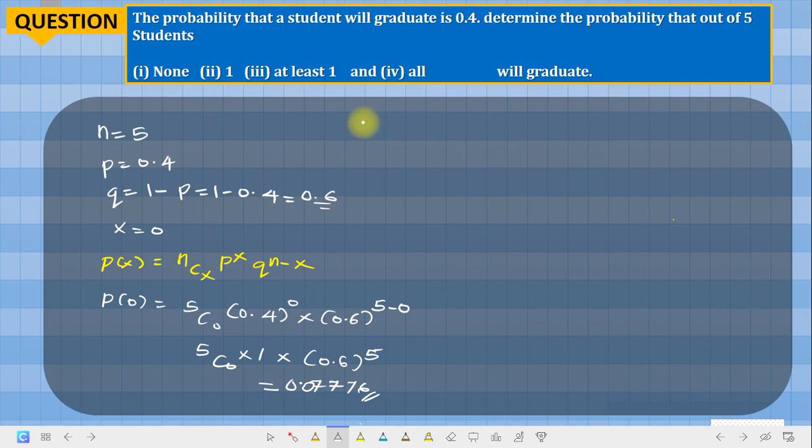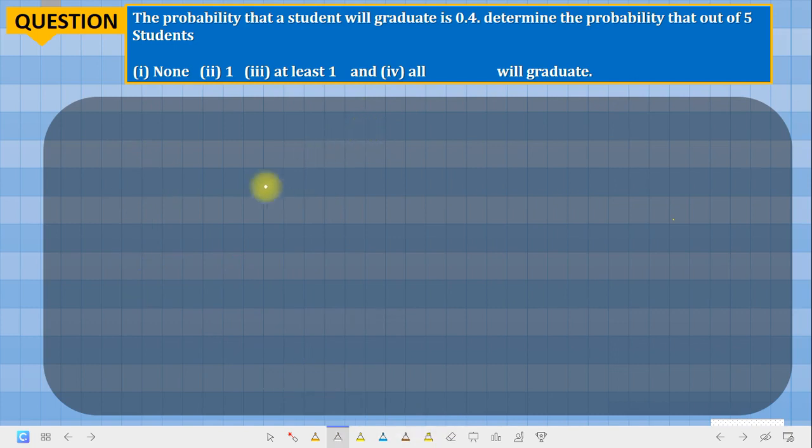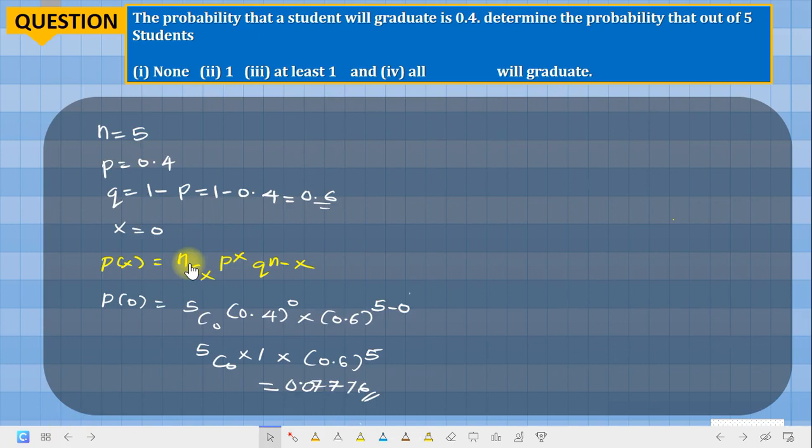The next one is the probability that 1 will die. It's not 1 will die, rather 1 will graduate. Sorry about that. Probability that at least 1 will graduate, rather. Now, the probability that 1 will graduate means that our X is equal to 1.